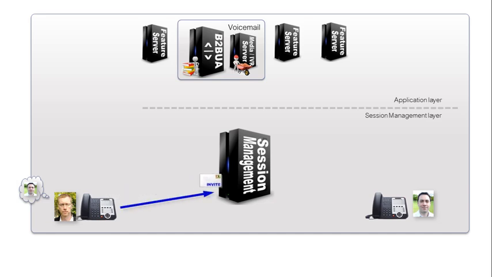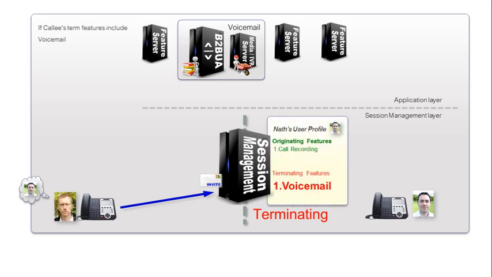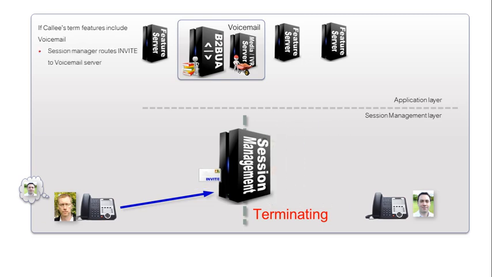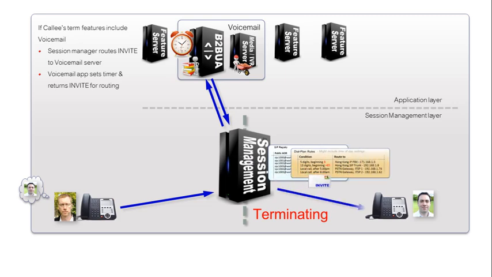Increasingly, voicemail is a separate feature server, slotted in alongside other features at the application layer, relying on a session manager server to apply feature or application routing. Now, when Dave calls Nath, ignoring Dave's originating sequence, acting in terminating mode, the session manager, on finding voicemail in Nath's terminating feature set, routes the invite to the voicemail service. At this point, the voicemail server, or more specifically the B2B UA application, does nothing more than set a timer and pass the invite back for routing downstream.